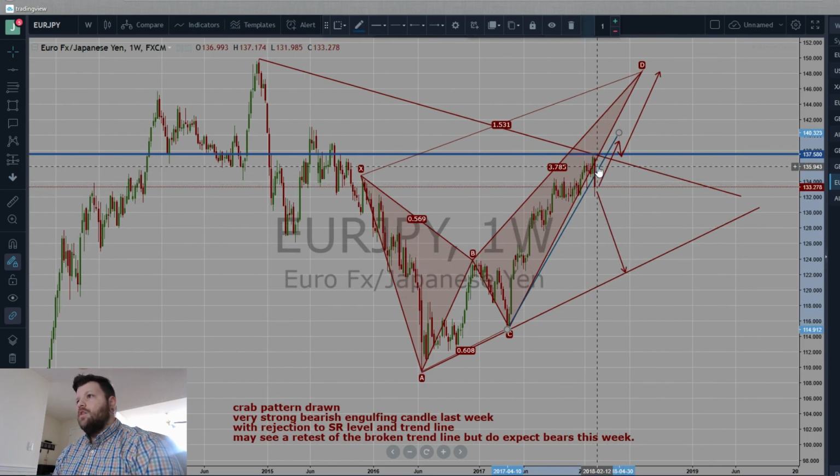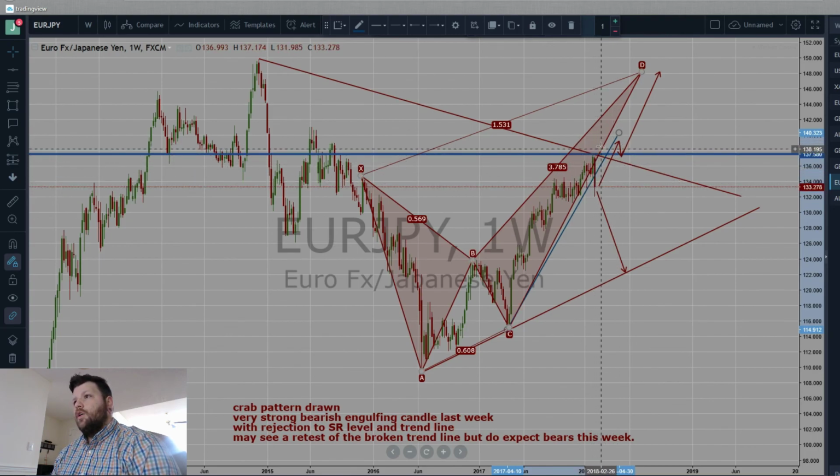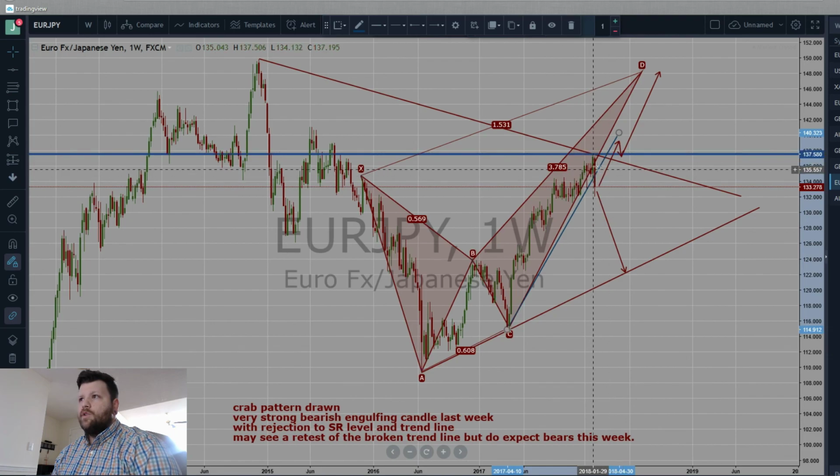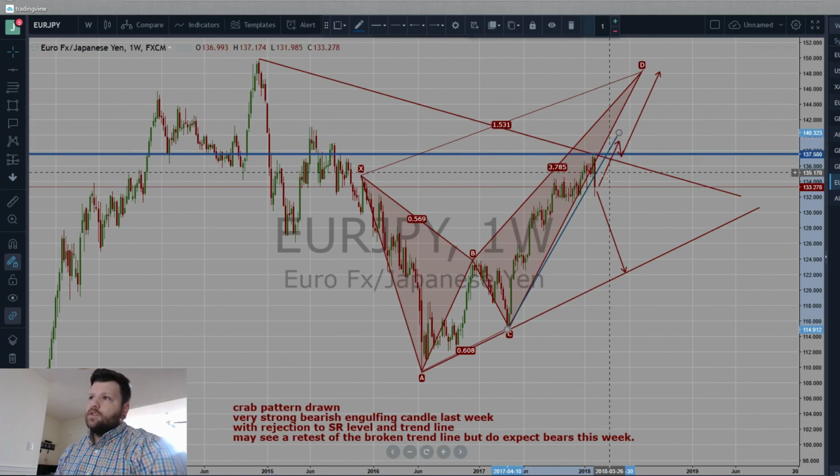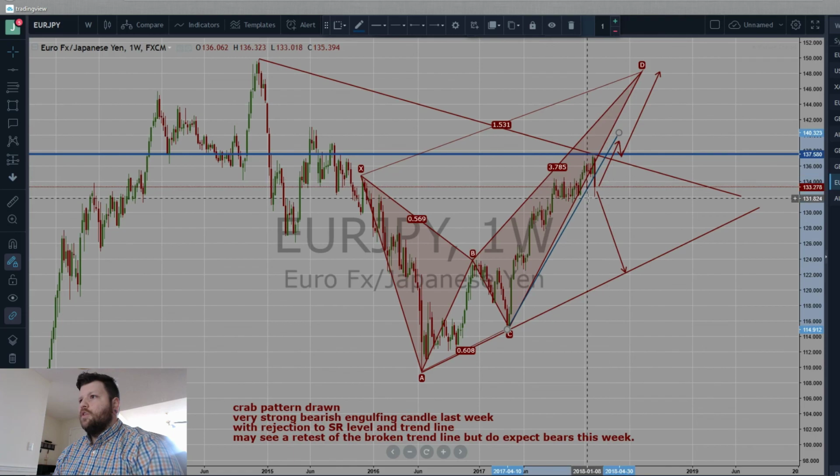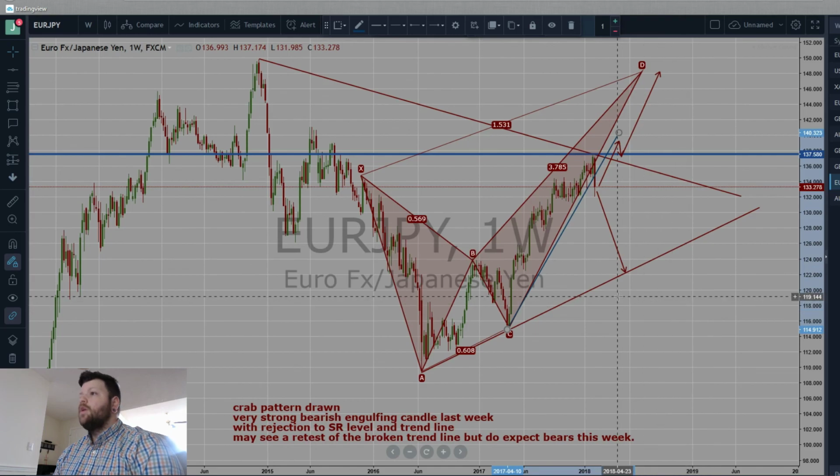However, we could see something as extreme as a bullish engulfing candle where it closes back above this drawn trend line. And if that does happen, then next week we will redraw this trend line to account for that. But yes, because of how strong this bearish engulfing candle is, I do expect this to continue its bearish movement down next week.